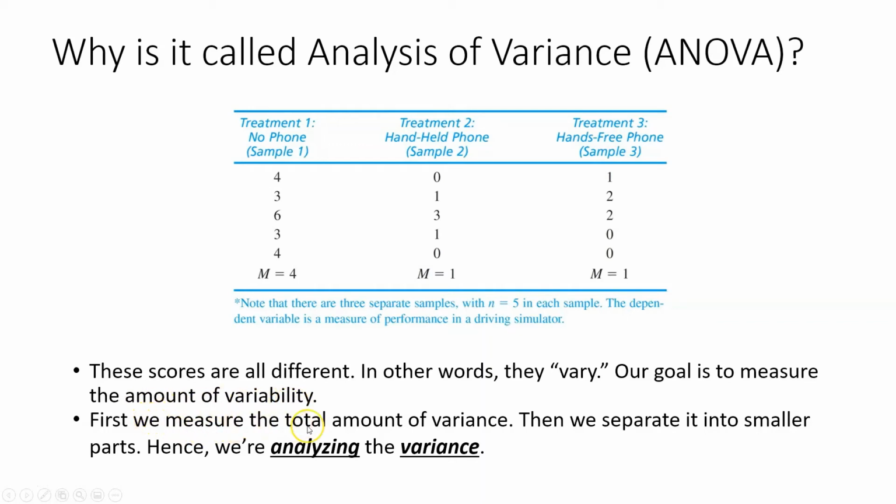First, we measure the total amount of variance or variability, the total amount of differences between all of these different scores. Then we separate it into smaller parts. Hence, we're analyzing the variance. Hence, analysis of variance, ANOVA. We're analyzing the differences, the variability, the variance of all these scores.